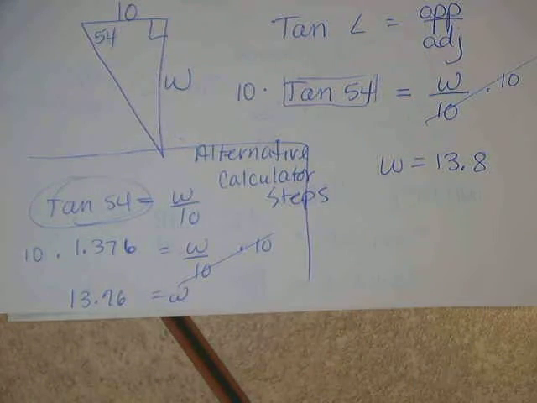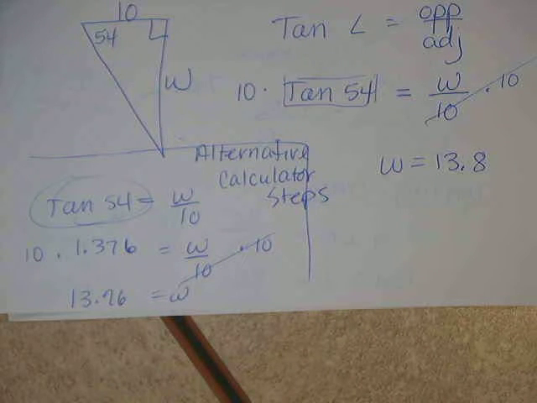Now, you could leave all of this in your calculator. If you do 54, hit the tangent button, leave that decimal in there, and then multiply by 10. So you're kind of backing your way through the problem, calculator-wise, all right?